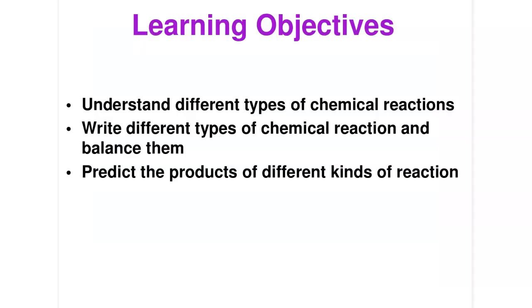All right, let's go straight to the learning objectives. Today, we have three learning objectives that we want to address. The first will be we'll understand different types of chemical reactions. Two, we know how to write different types of chemical reactions and balance them. Remember, in the last module, we actually addressed how to balance chemical equations. And then lastly, we can now predict the product of different kinds of reactions. We can get the reaction, predict the product, and write those products very correctly.